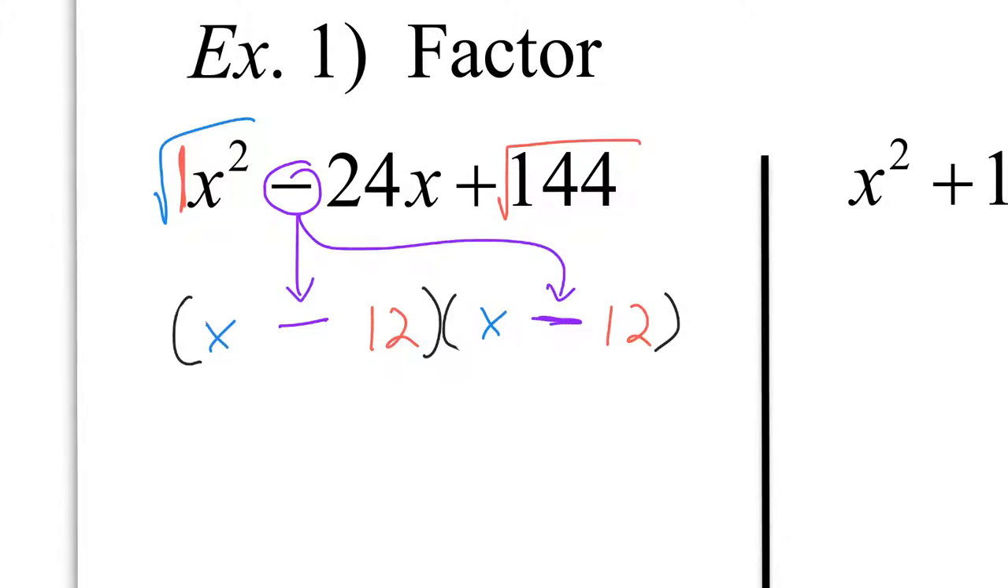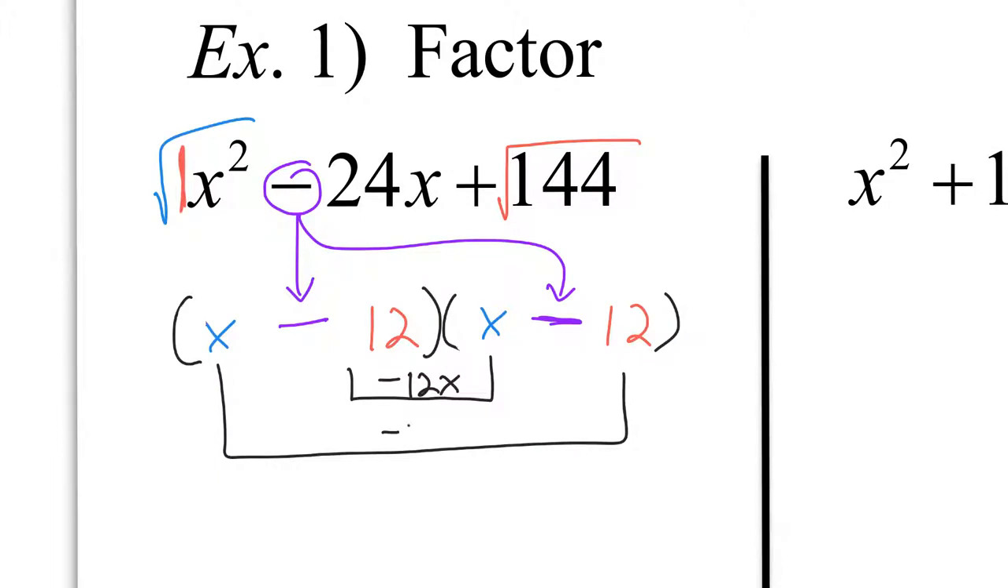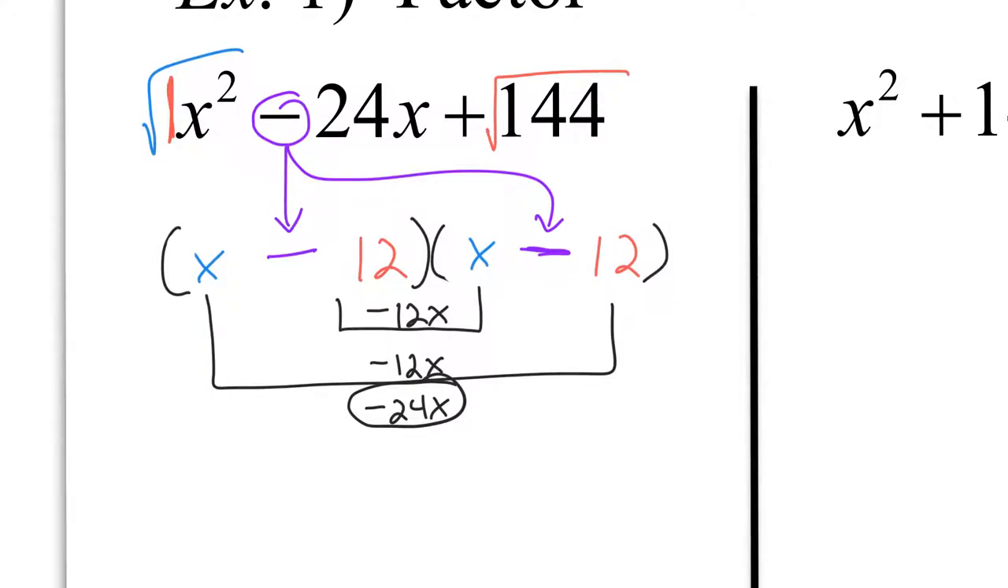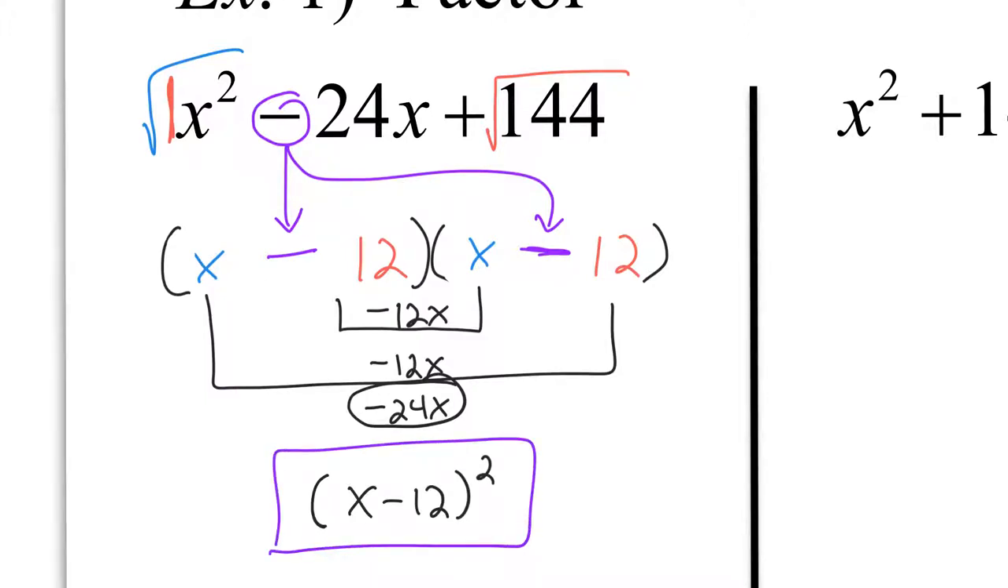Now, if you're wondering what happens to the middle term, remember, I'm going to multiply these two terms, negative 12 times x, that's negative 12x. And when you multiply x times negative 12, that's going to give you negative 12x. And when you combine those two, you get a negative 24x. So we do get the term in the middle. We're okay. So this is your answer. Remember, you can rewrite it as a binomial squared. So I'm going to put an x minus 12 with the square. So these are my factors. We have two of them, and it is a binomial with the square.